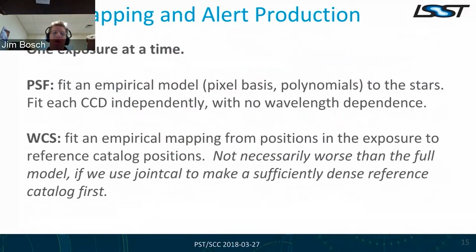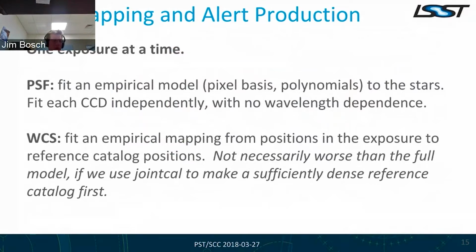For the WCS, you're basically fitting an empirical mapping from the positions in the exposure to reference catalog positions. But this is not necessarily worse than the full model if we're using joint cal, that procedure I talked about before, to make a sufficiently dense reference catalog first. So we do think that astrometry is very important for difference imaging and for alert production and for reducing false positives there. But we're not running this full joint cal procedure because basically we can do that up front.